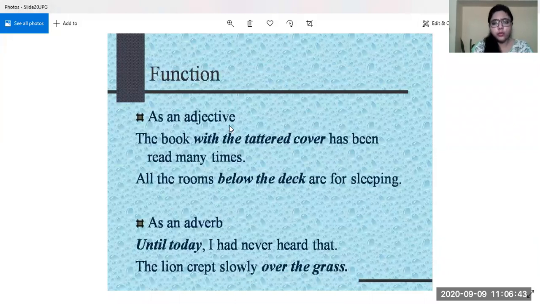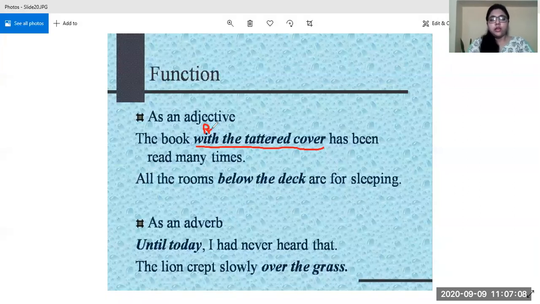The book with the tattered cover has been read many times. Now, "with the tattered cover" starts with a preposition, so this will be categorized as a prepositional phrase. And since it is describing the noun book, this will be categorized as an adjective phrase as well.